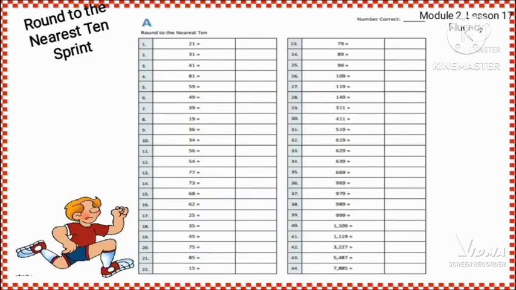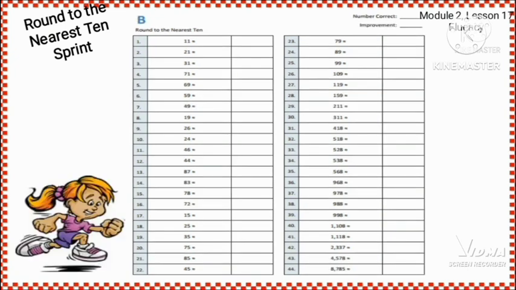All right, you will now complete your lesson 17 sprint. In this sprint, you are going to round off to the nearest 10. Round to the nearest 10. Remember our rule in rounding. Let's see how many of them you can get correct and bring your work for marking.